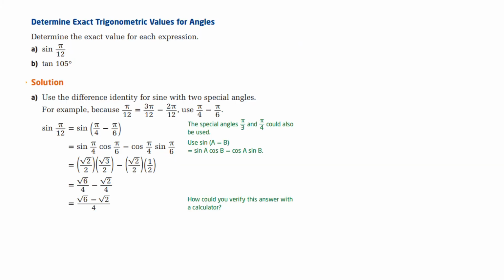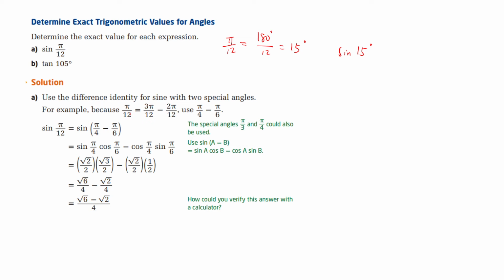So how is it used? First, we can determine the exact value of each expression. Take this one for example. Without using a calculator, we know pi over 12 is 180 divided by 12, that is 15 degrees. So basically, we are looking for sine 15 degrees without a calculator. We can use the difference identity.